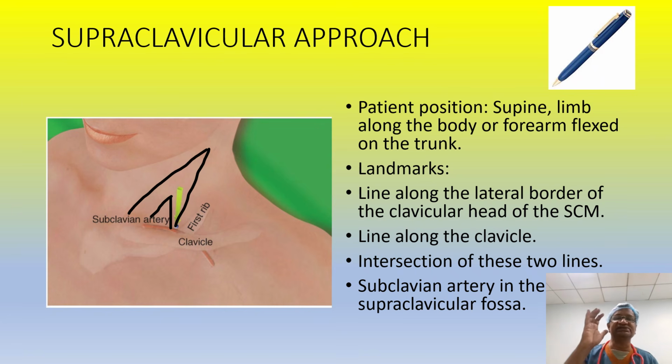This is about the interscalene. Now we go to supraclavicular. Same here: supine, lateral border of the clavicular head of the sternocleidomastoid, line along the clavicle. Puncture it here. The subclavian artery is in the supraclavicular fossa, very close here.